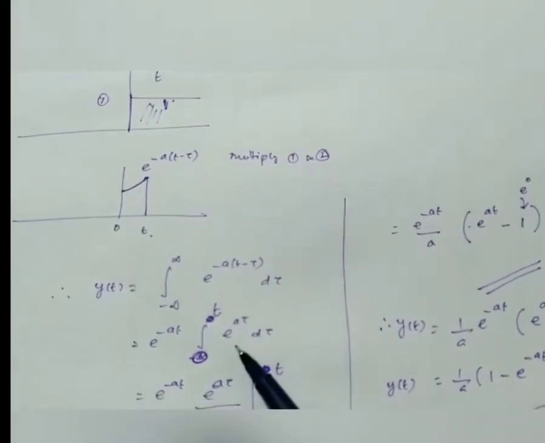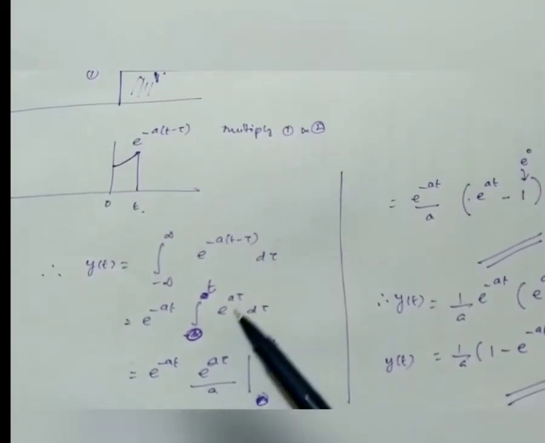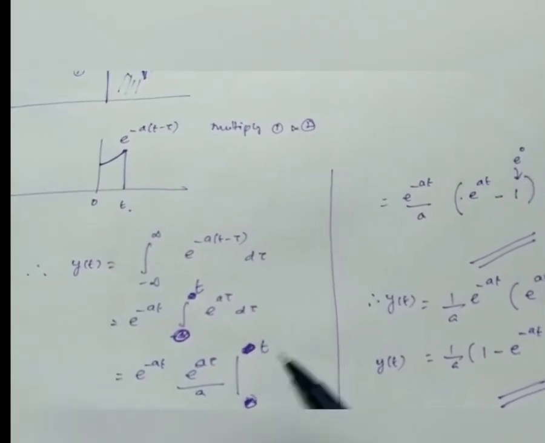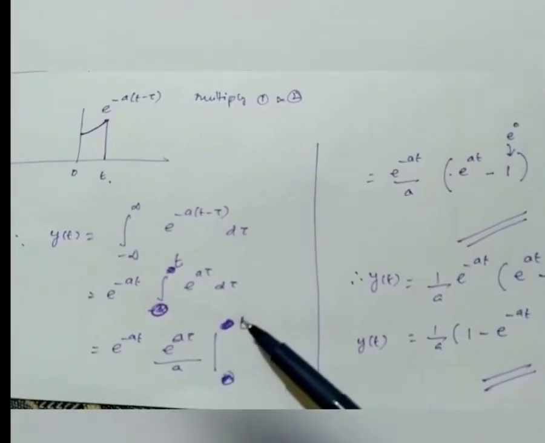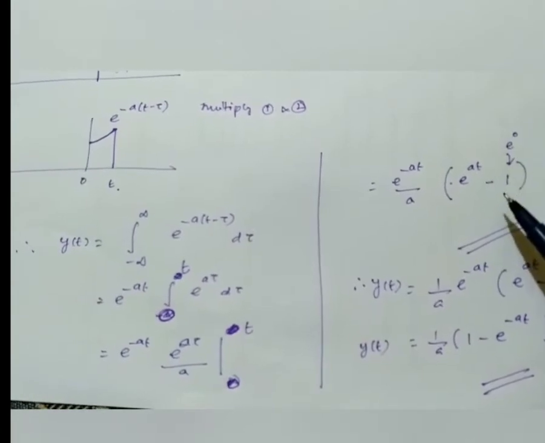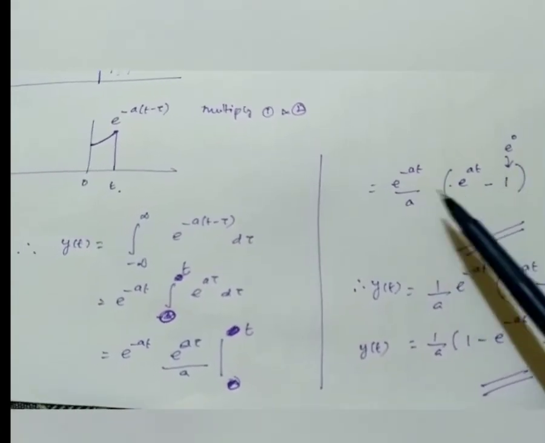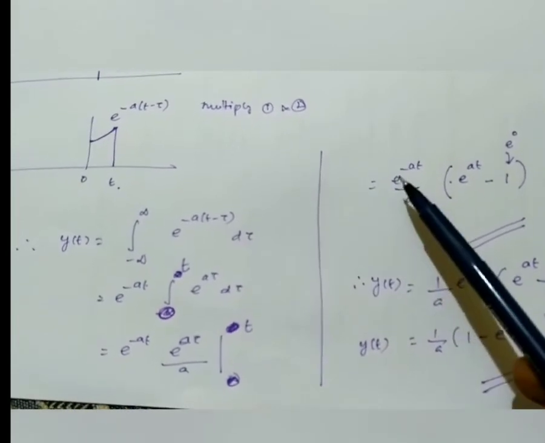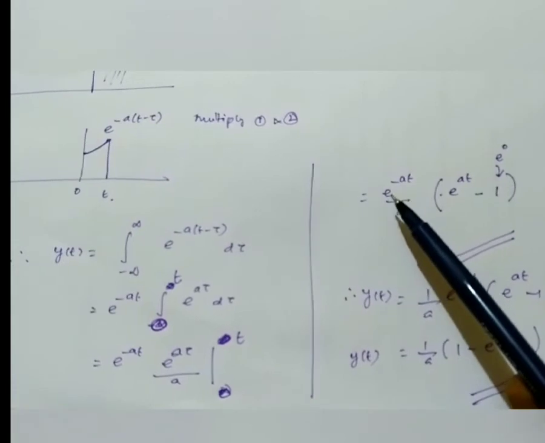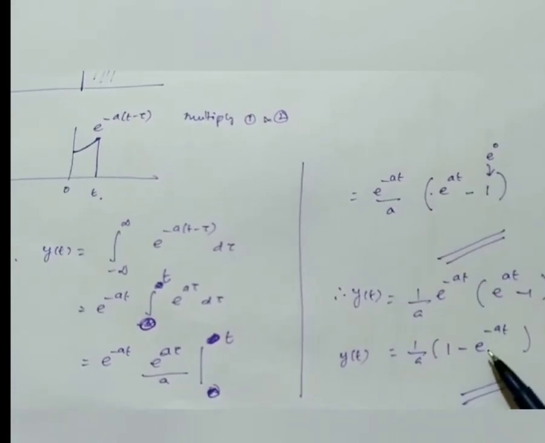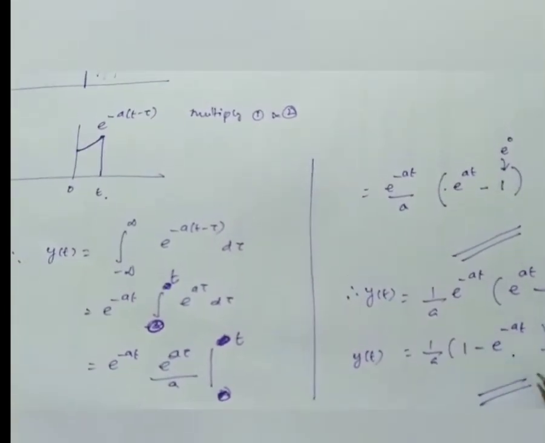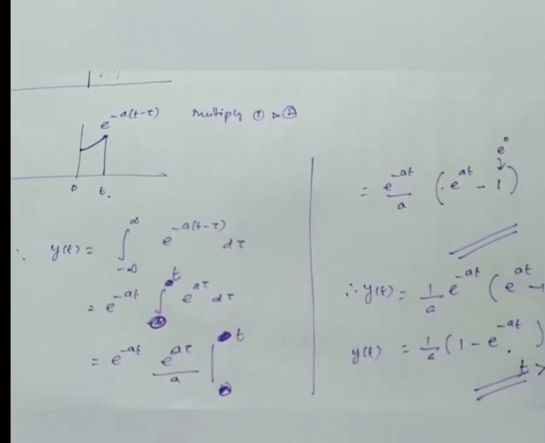This minus becomes plus, e power a tau. When we integrate this e power a tau, it is divided by the coefficient, and putting the upper and lower limits, the upper limit is t, e power at, and the lower limit is 0, e power 0, the value is 1. Again, when we bring in e power minus at, the e power minus at and e power plus at cancel and become 1. So e power at minus 1 becomes 1 minus e power minus at. So this is the output for time greater than 0.